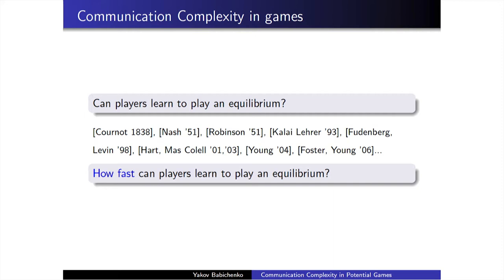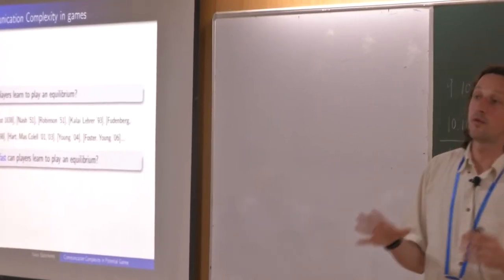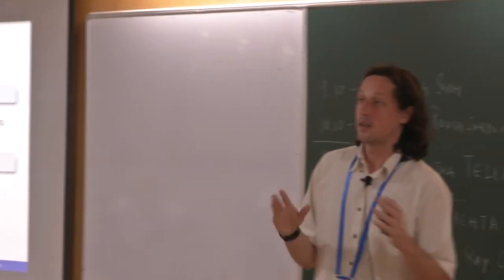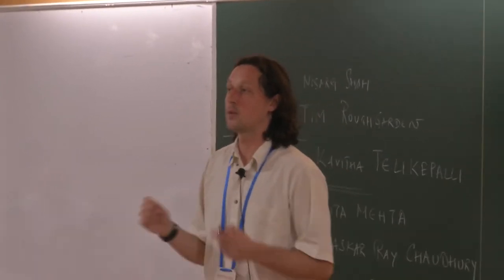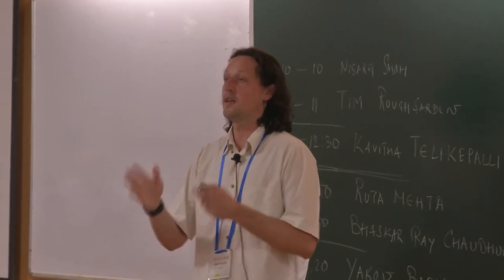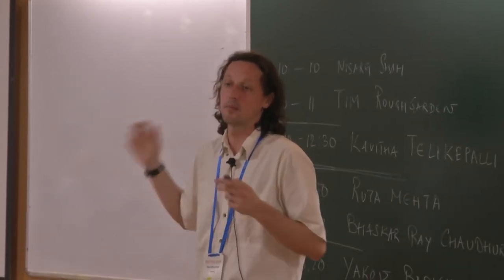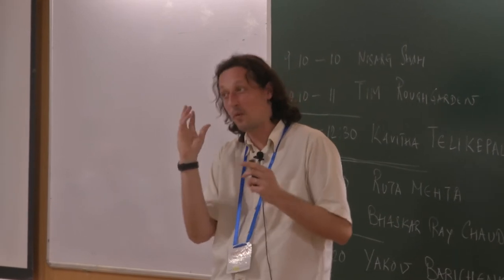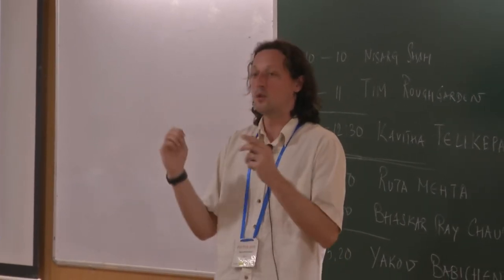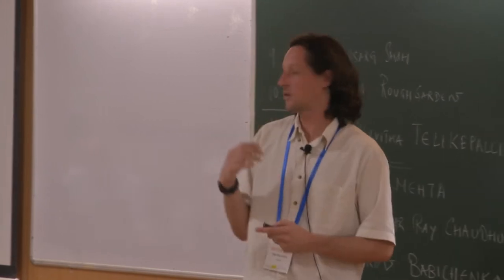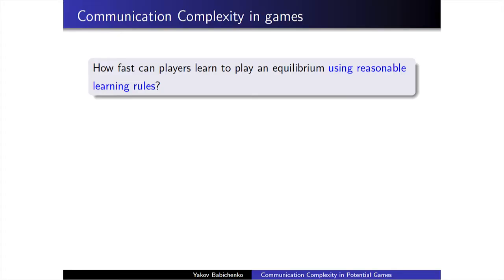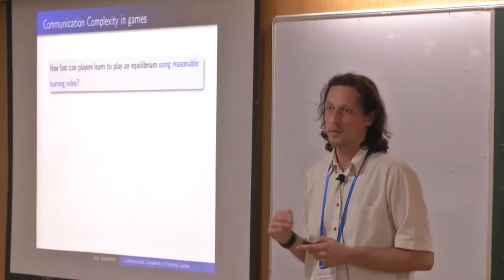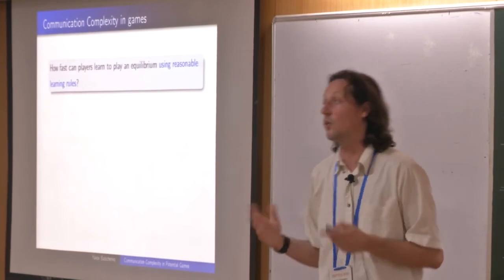So here is a dynamic that leads to equilibrium. Every player sits at home and computes the set of all equilibria. They pick the lexicographically first equilibrium, and from the very first day, they start to play an equilibrium and play it always. This is probably not what we mean when we say learn to play in equilibrium. The actual question we want to ask is, how fast can players learn to play in equilibrium using some reasonable learning rules? So what classifies a learning rule as reasonable?